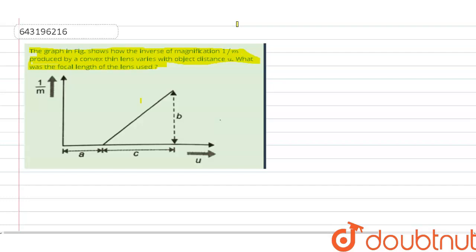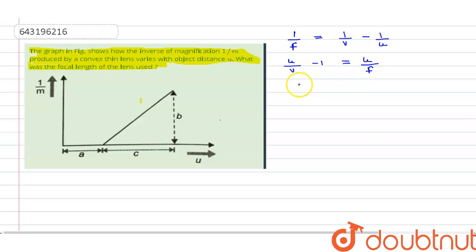Very good question. Now, how do we solve this question? We know the lens formula. According to the lens formula, 1 upon f is equal to 1 upon v minus 1 upon u. This is the lens formula. Then u upon v minus 1 is equal to u upon f.